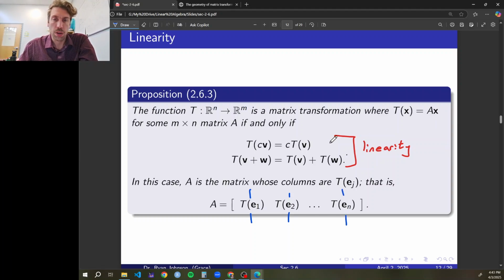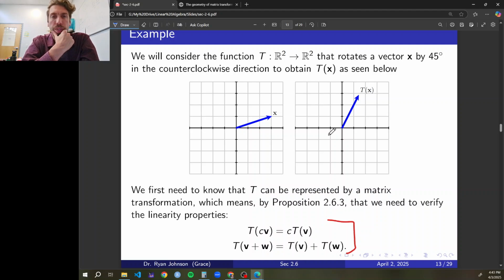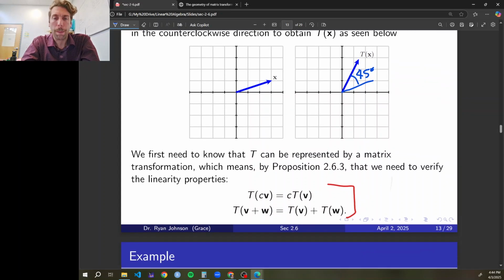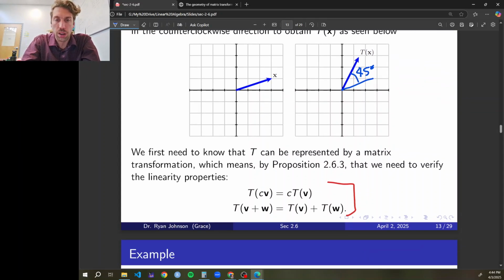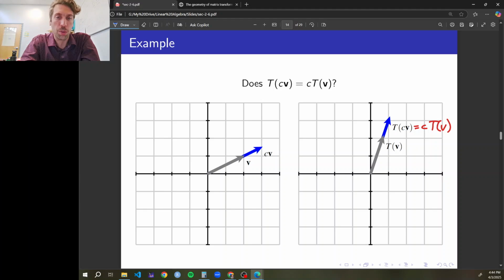Okay, so next, let's talk about this example. Now we're going to consider the example of the function T going from the real plane to the real plane that rotates the vector x by 45 degrees. So an example is starting there on the left and then graphing where it went to on the right. So 45 degrees, it was kind of there, so we moved it 45 degrees. Okay, so then the question is, is it linear? Does it satisfy those two things?